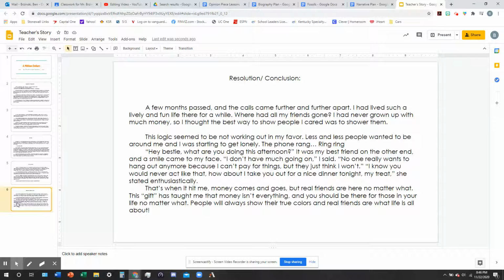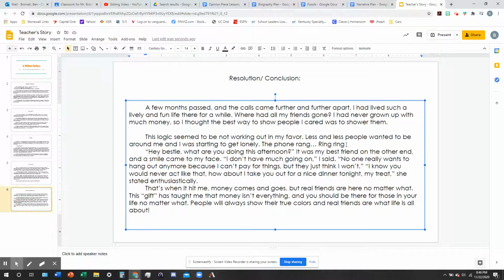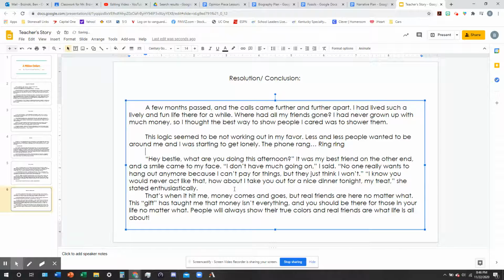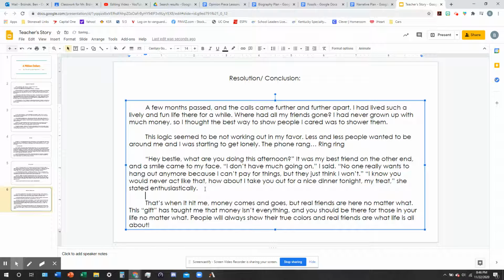Let's check this last one out. Okay, so I'm seeing a couple of mistakes on this page, although there is no red, so I think I didn't misspell anything. But I'm missing some spaces in between my paragraphs. If you simply hit enter after the last sentence in those paragraphs, you get those spaces. Make sure each paragraph has its own space, okay?